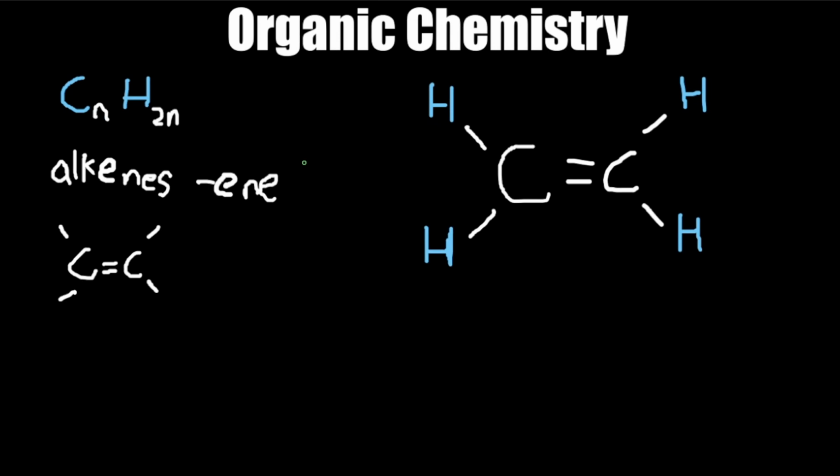So over here, we have the alkene series. So the formula for the alkene series is CnH2n.